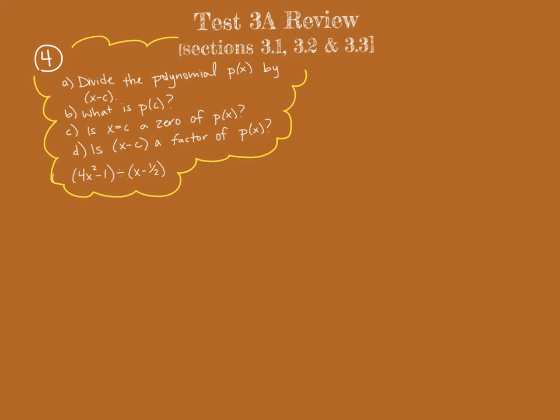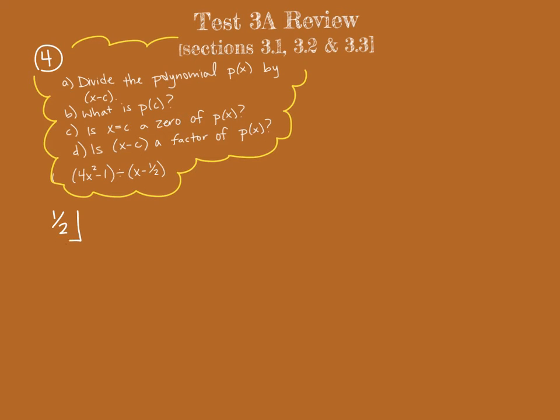For number 4, we want to divide our polynomial p of x, which is 4x squared minus 1, by the linear binomial x minus 1/2. And we have to see that when we're dividing by x minus 1/2, what we're really testing is, is 1/2 a 0.